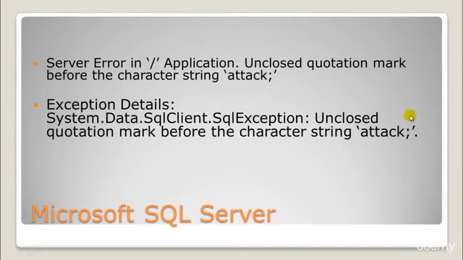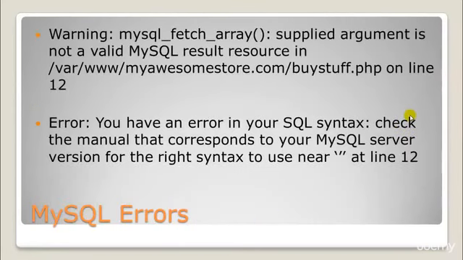The description would be over here, that it's an unhandled exception that occurred during the execution of the current web request. Please review the stack trace for information about the error and where it originated in the code, and something like that. You don't actually need to know much detail about exactly what this is. I'll show you different types of errors that people would normally get. This is another one: supplied argument is not valid, MySQL fetch array.